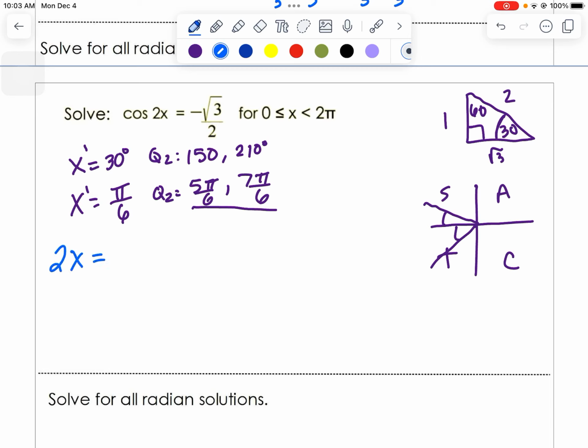So then we have to take 2x is equal to, we're going to have two equations. We're going to have 5 pi over 6 plus 2 pi k. And if I was doing tangent, I would just use pi k instead of 2 pi k. And then we're going to have another equation, which is 2x is 7 pi over 6 plus 2 pi k. And if I was doing tangent, I wouldn't need the second equation. I would just use pi, 180 degrees, and then that would hit all of my answers. If I did do two equations, you just end up with those repeats.